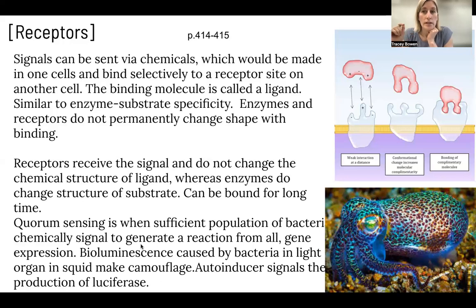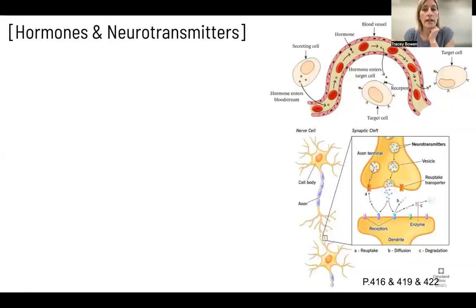So for example, in squids like this picture here, it's bacteria in their light organ, and it's going to affect the camouflage of the squid. And so what's happening there is there's a high enough population of bacteria in that light organ. They send autoinducer signals, and that's going to trigger the production of luciferase, and that's going to create a glow. In the case of bioluminescence that we see in the ocean, that's being caused by algae. So that's working through a different process.